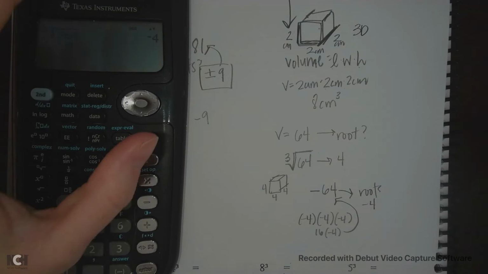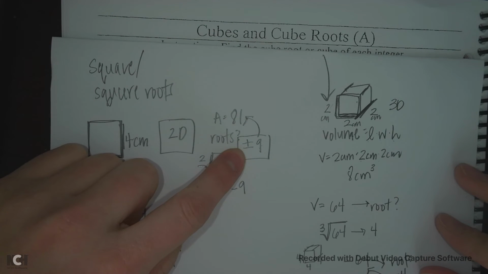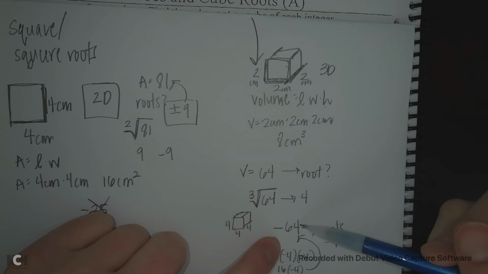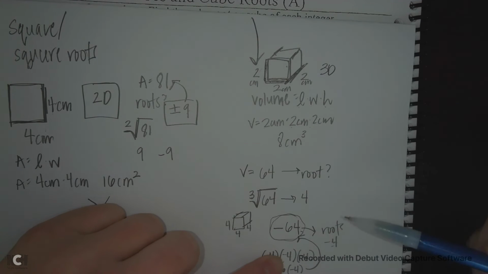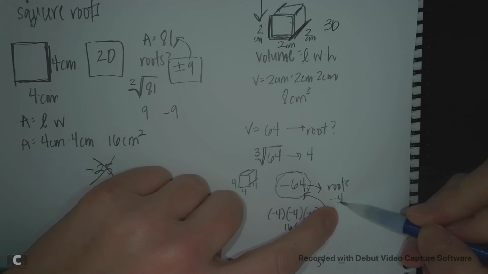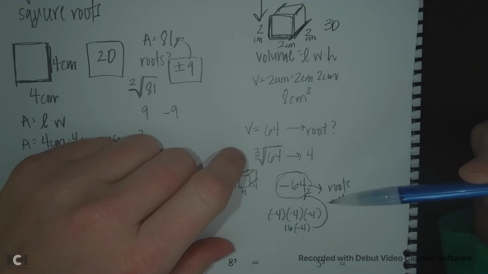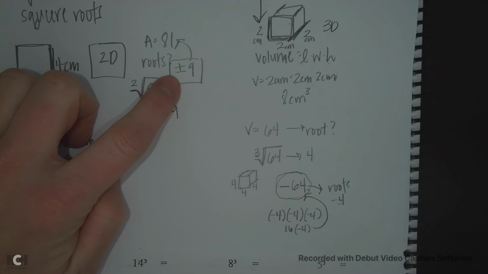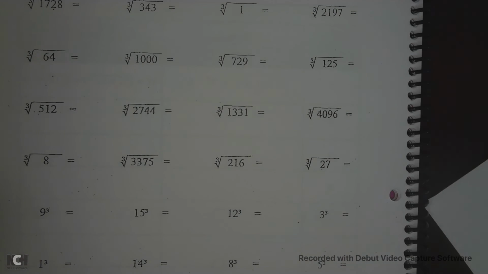What this means is that square roots always have a positive and a negative version of the answer. And cube roots keep whatever sign the volume has. So if your volume is negative, you're going to have a negative root. If your volume is positive, you're going to have a positive root. That's for our cube and cube roots, okay? Square roots will always be plus or minus because you could have either the positive or the negative. That being said, let's try some of these.